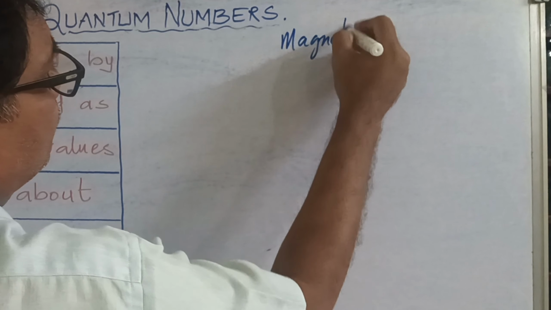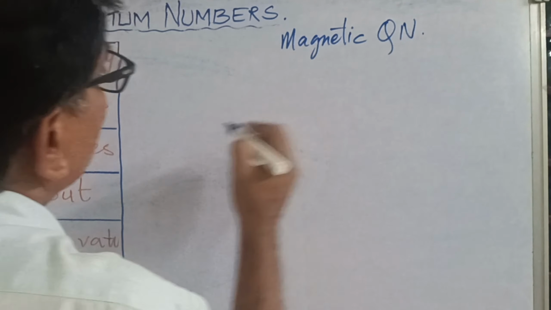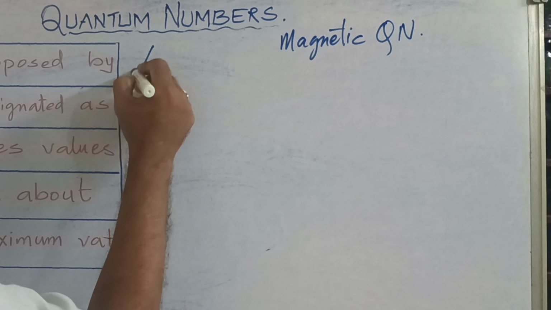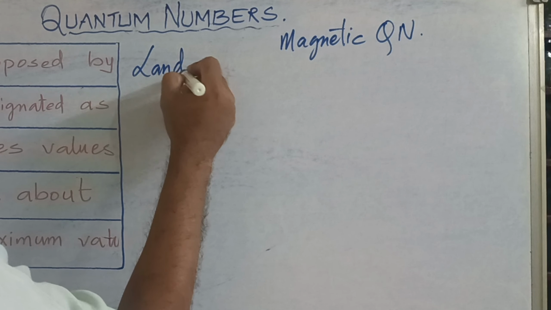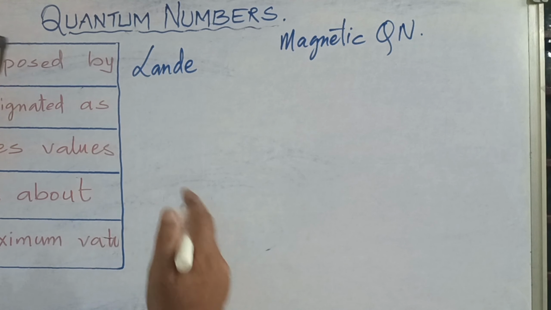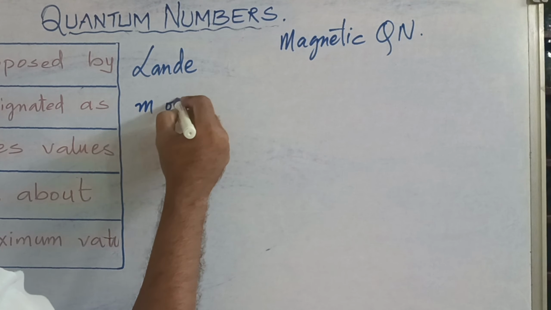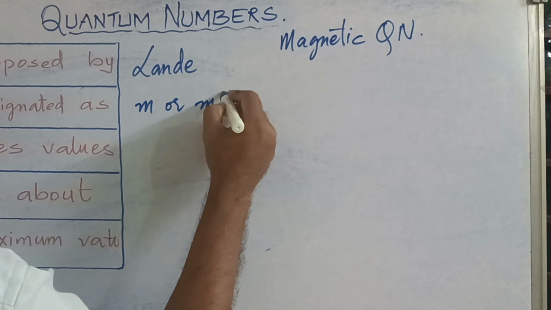The third quantum number is the magnetic quantum number. The magnetic quantum number was proposed by Lande. Try to understand, this is a very excellent one, okay? And it is designated as m, or else m_l also.